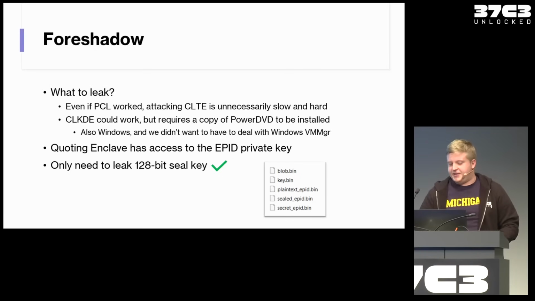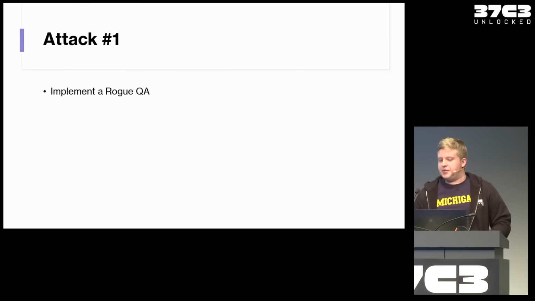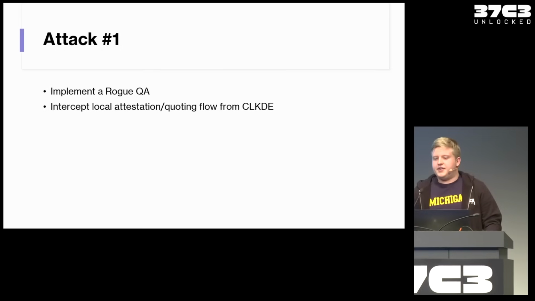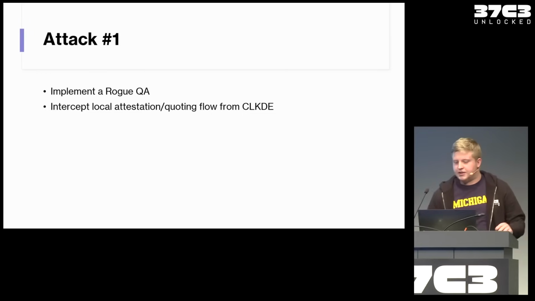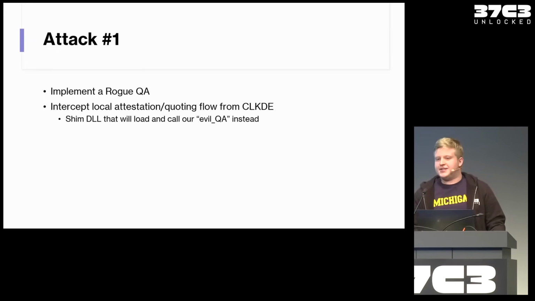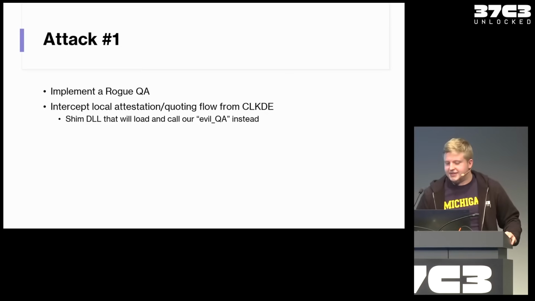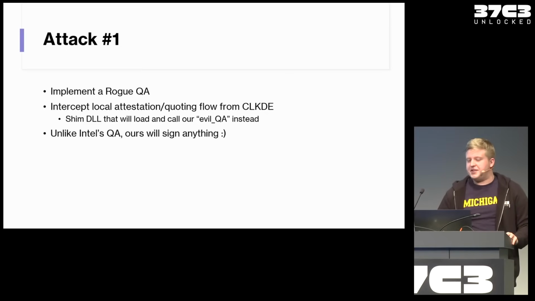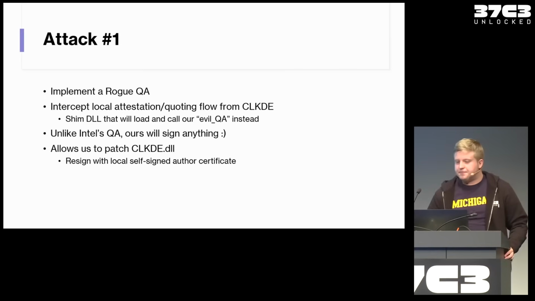So what do we do now that we have these EPID private keys? Well, first attack we can do is implement a rogue quoting enclave. I wrote a shim program that sits between the Cyberlink enclaves and the real Intel enclaves that intercepts the whole attestation flow from CLKDE. And instead of loading the real Intel quoting enclave, it will call my evil quoting enclave instead. Unlike Intel's quoting enclaves, mine will sign anything, and it allows me to patch CLKDE.